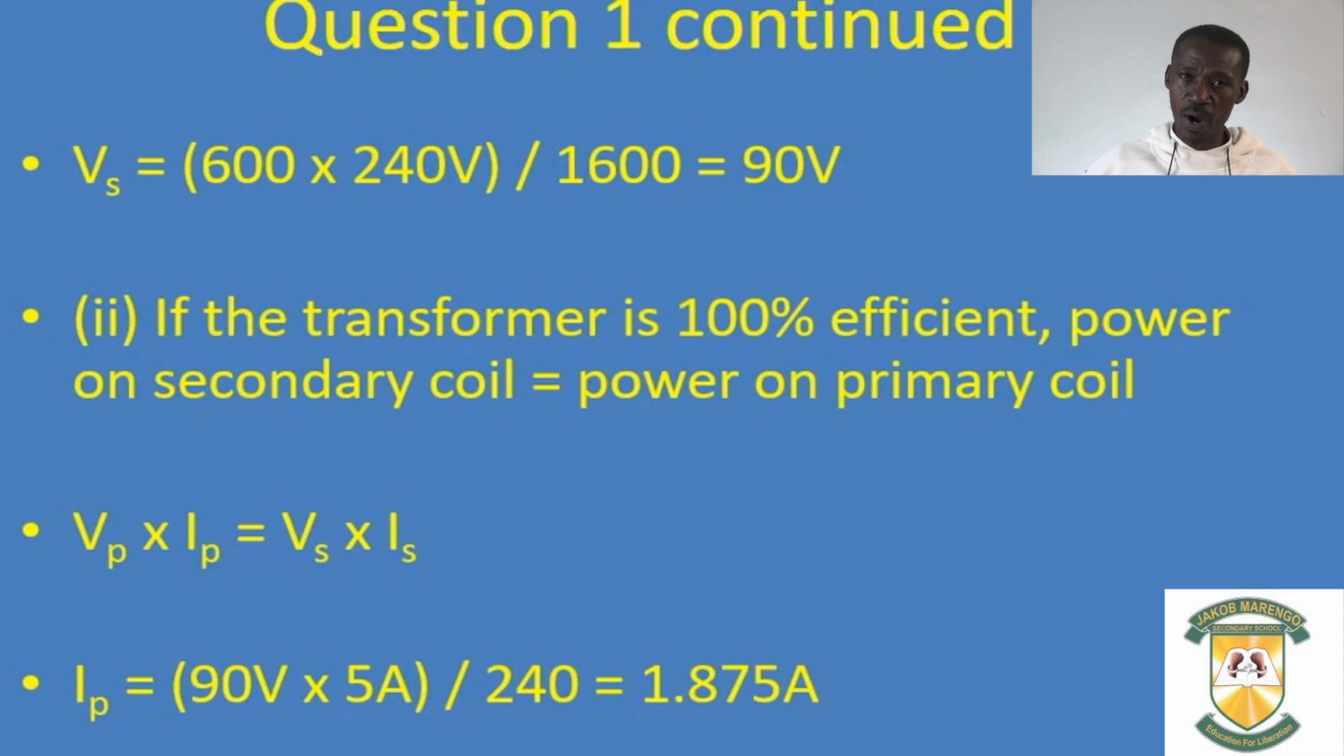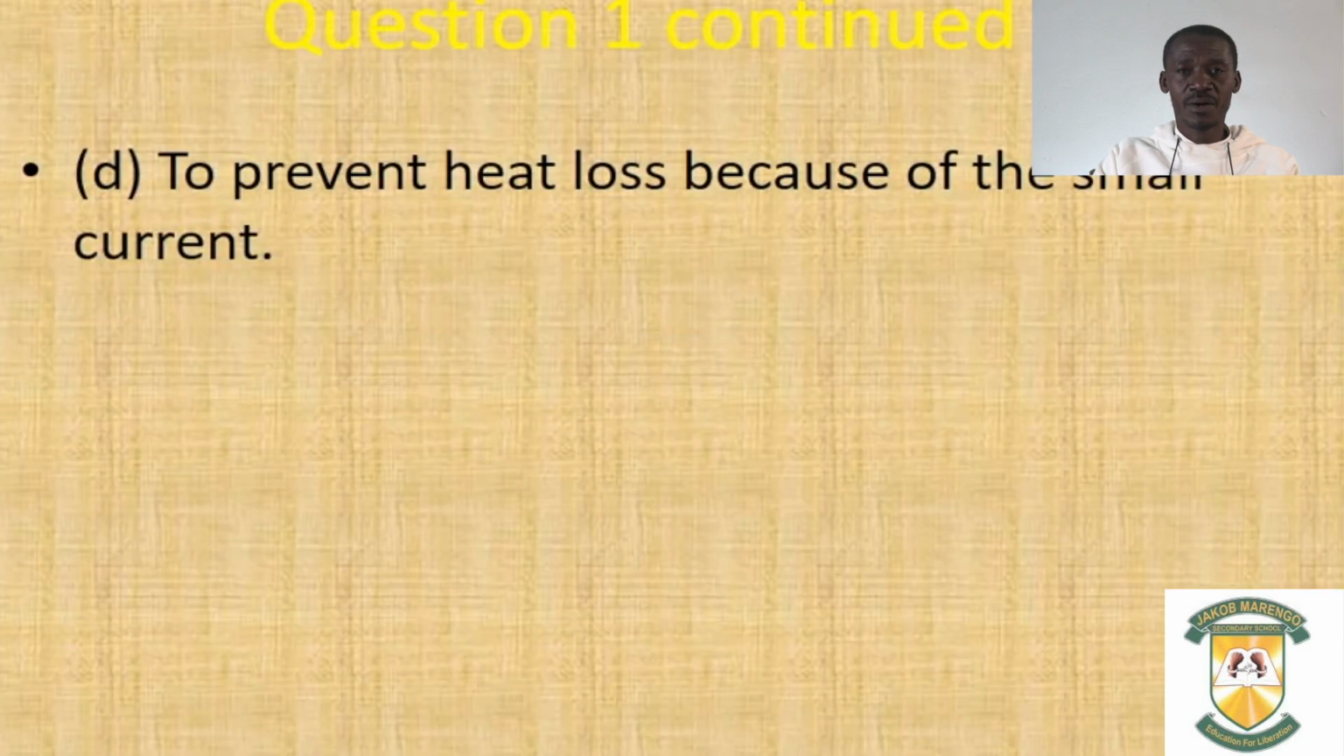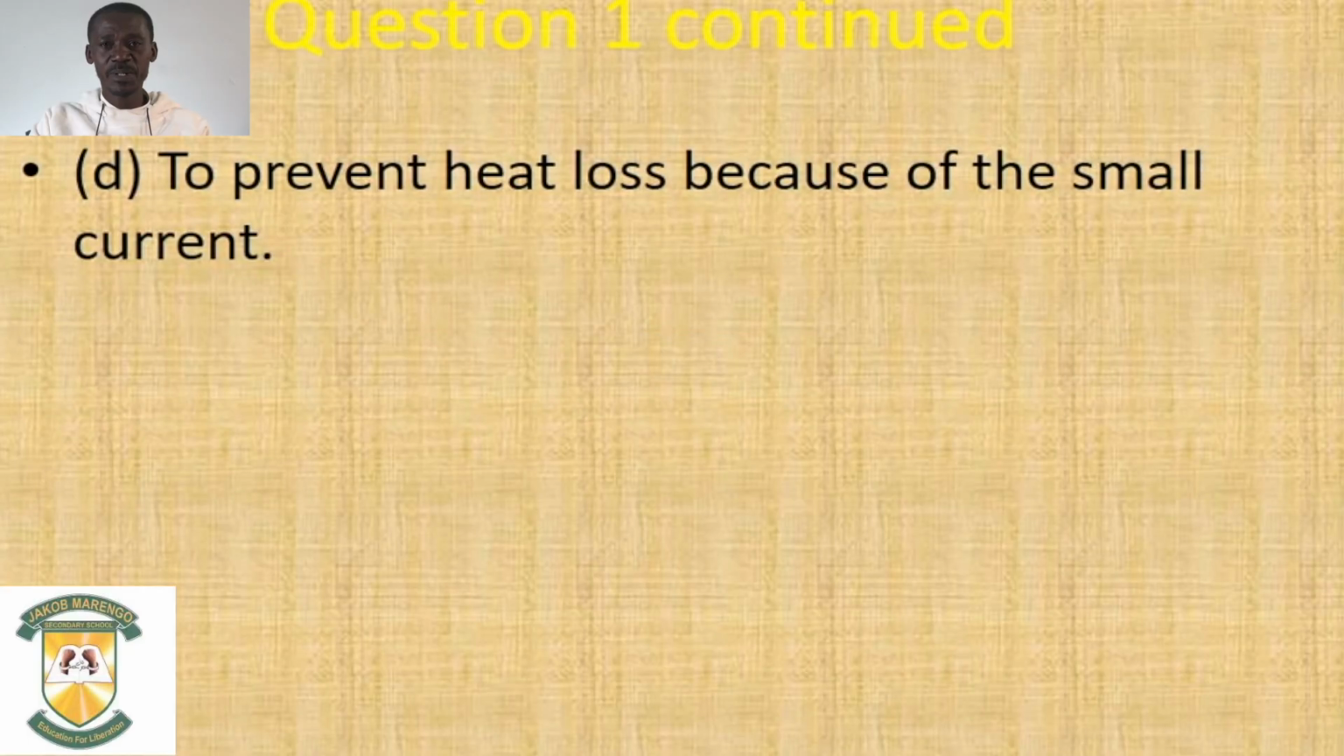Then to end question 1, you were supposed to state one advantage of transmitting power at high voltages, of which this helps to prevent heat loss when we transmit power at small or low currents. Moving on to question number 2.